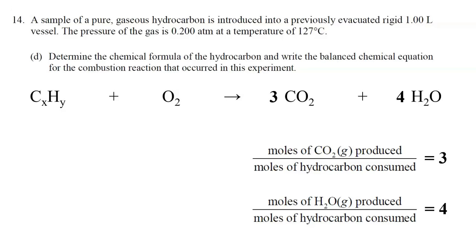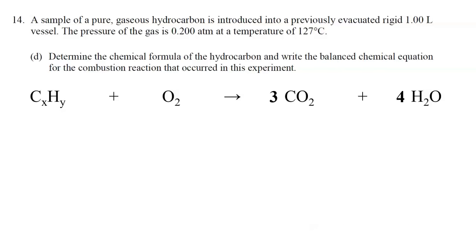Now, the instructions in part D said determine the chemical formula of the hydrocarbon and write the balanced chemical equation for the combustion reaction that occurred. Well, we're almost done with the answer for the chemical formula of the hydrocarbon. There are 3 moles of carbon on the right side of the equation for every 8 moles of H, individual hydrogen. So 3 moles of C for every 8 moles of H. That will give us the subscripts that we need to write the chemical formula of the hydrocarbon. So the hydrocarbon must be C3H8.